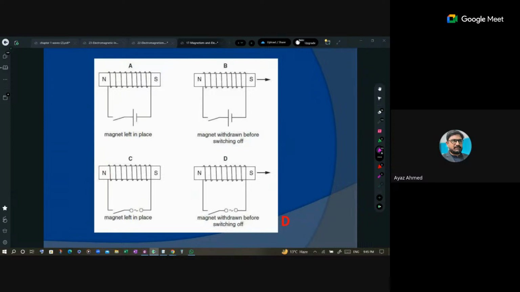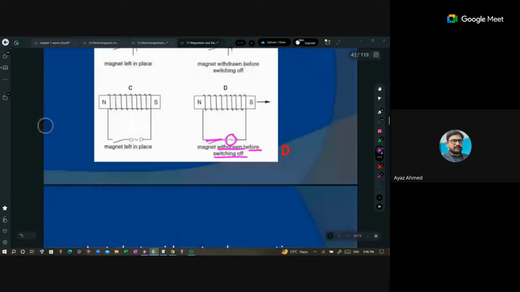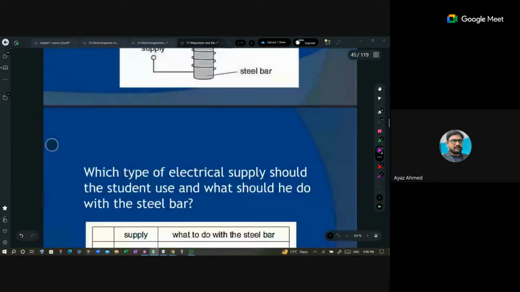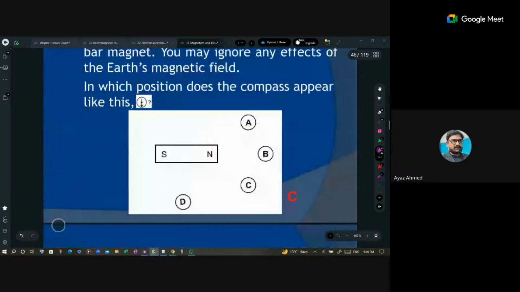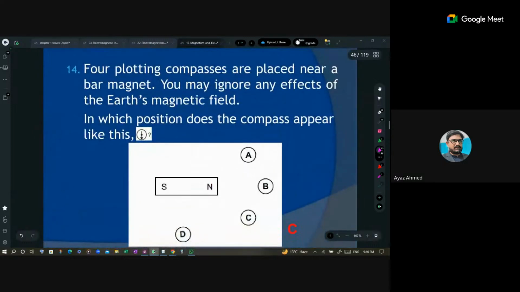So option D is correct because the magnet is withdrawn without switching off. You are going to close the switch with an alternating power supply, and you are going to draw the magnet out. And when you draw the magnet out, it would be getting demagnetized and so on, right? Yes, this was a very important question because these types of questions are asked.